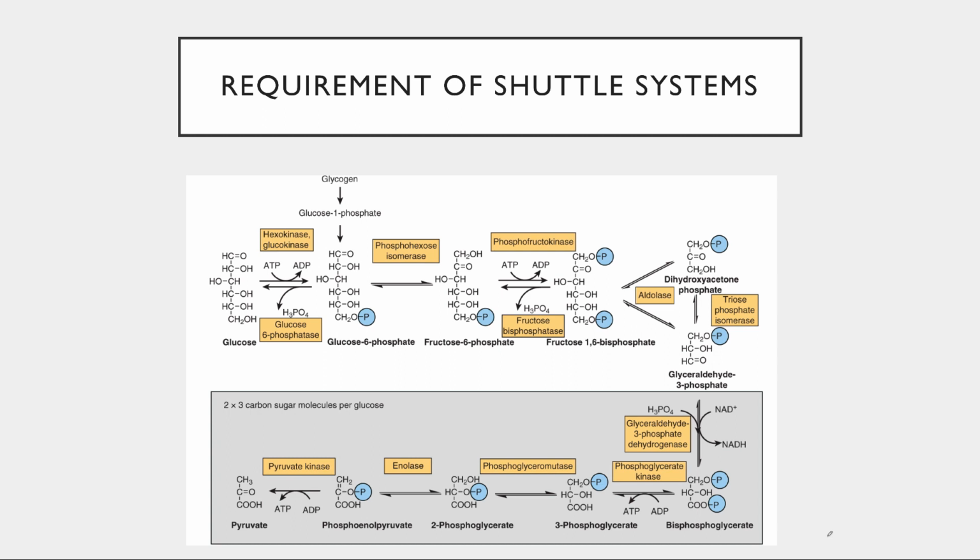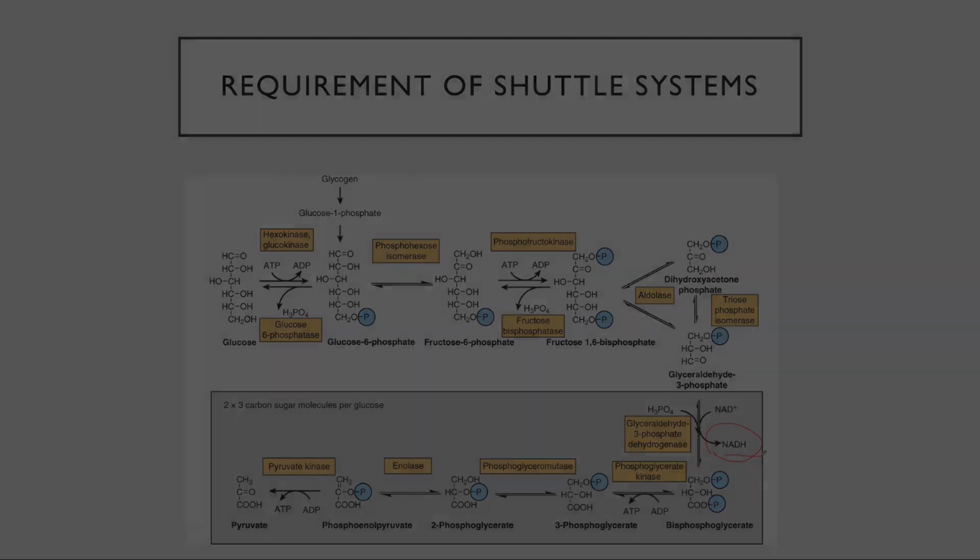So here we have our glycolytic pathway, and we'll talk about this in a couple weeks. What I want to draw your attention to is this step here, where we produce NADH in the cytosol. There's 2 NADH produced for the oxidation of each glucose molecule, and this NADH needs to be transported into the mitochondria to be used to make ATP.